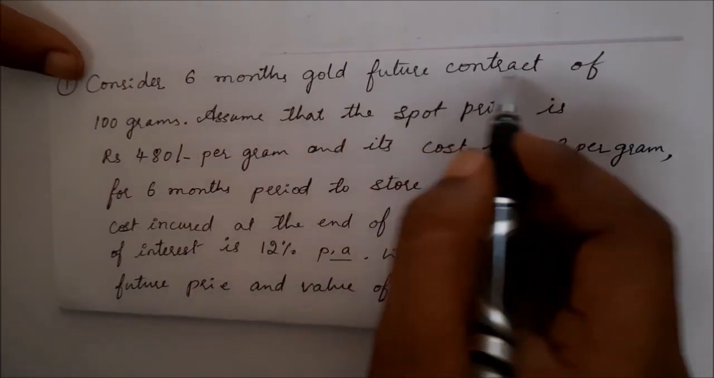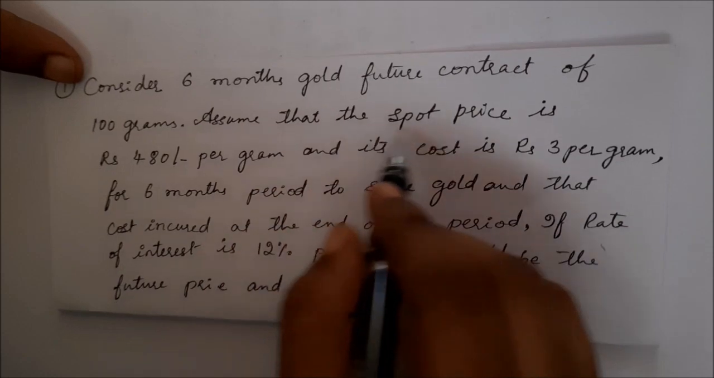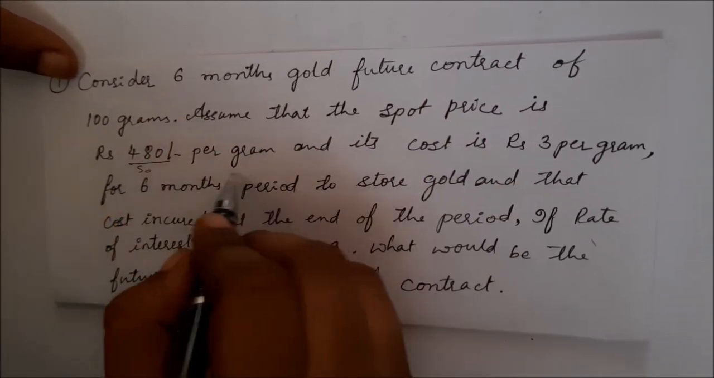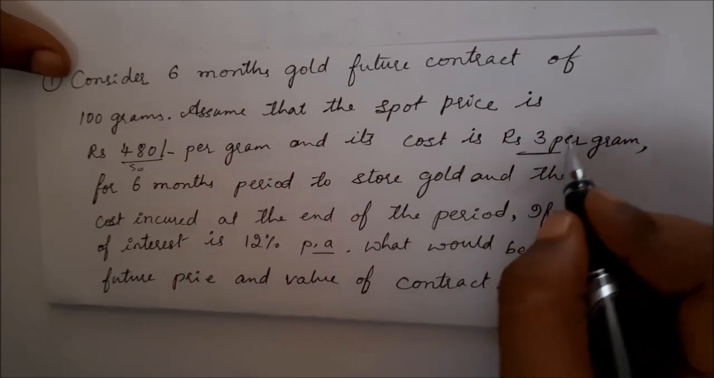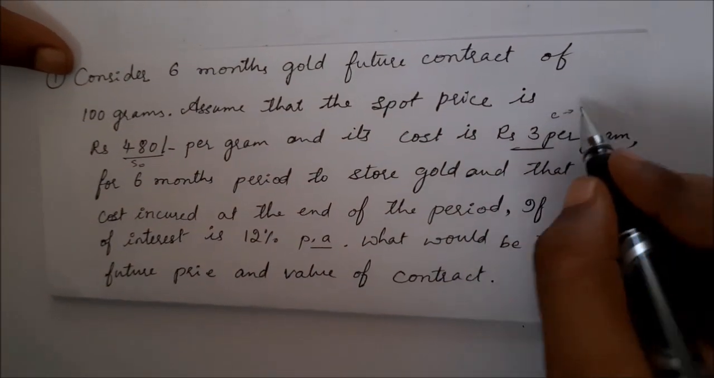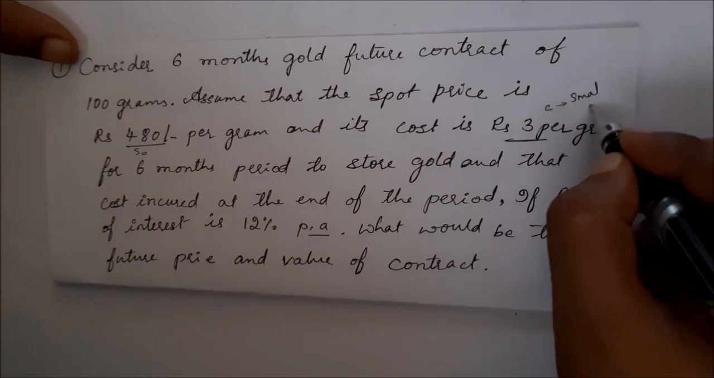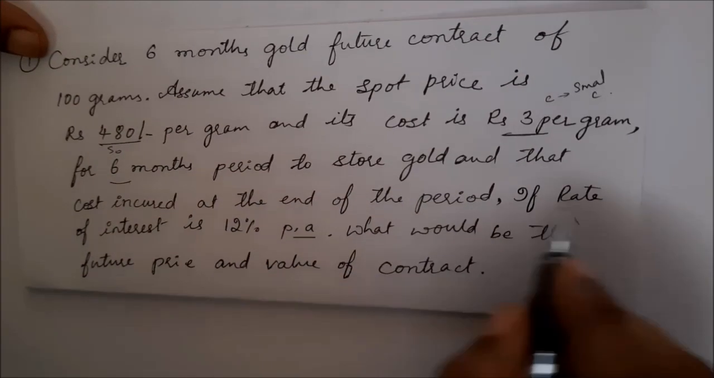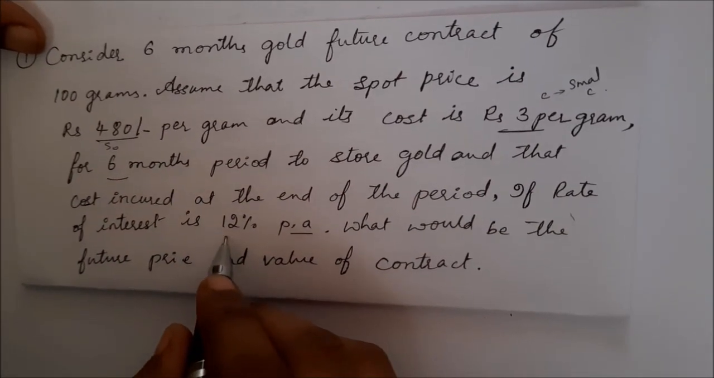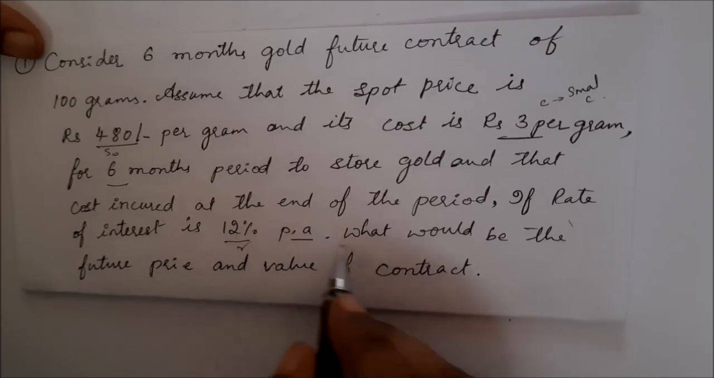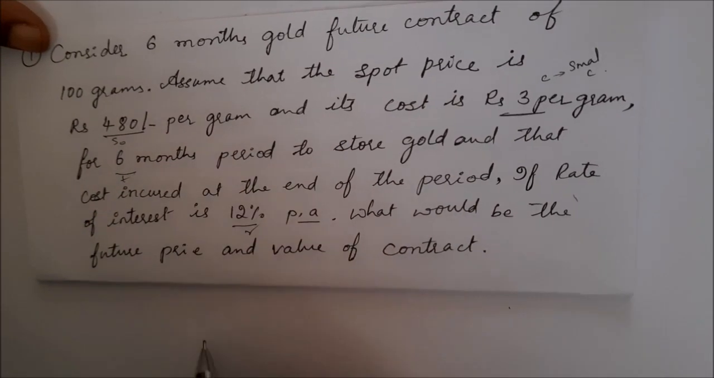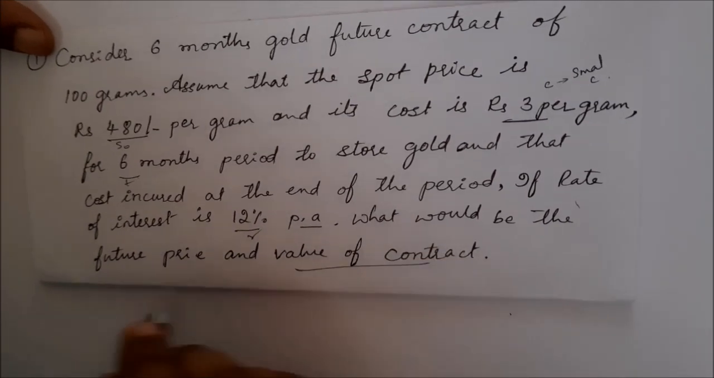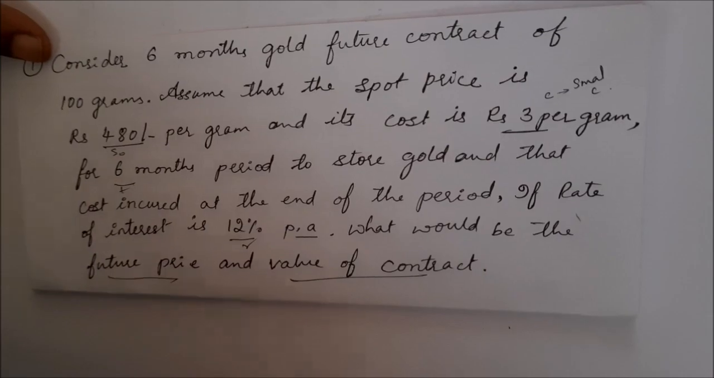See here, 6 month time is given and the contract size is 100 grams, and the spot price is rupees 480, and this is the cost, small c, for 6 months. Next is the 12% rate of interest, R is given, and this is the T. What would be the future price? You have to calculate the future price and value of contract.